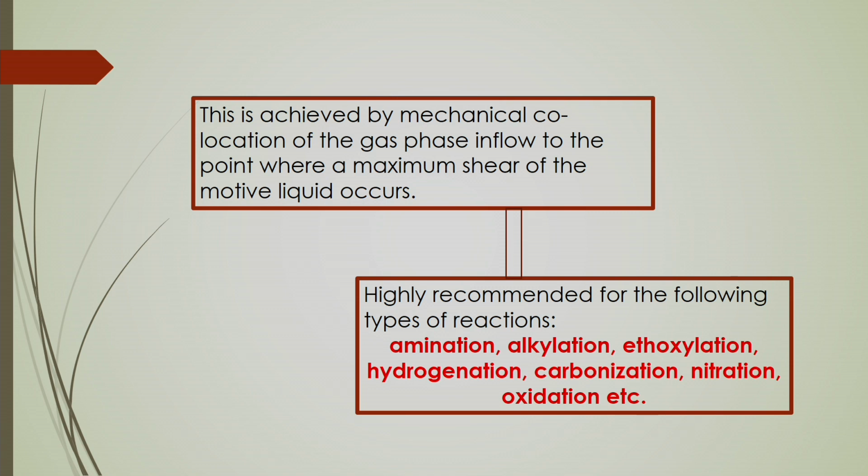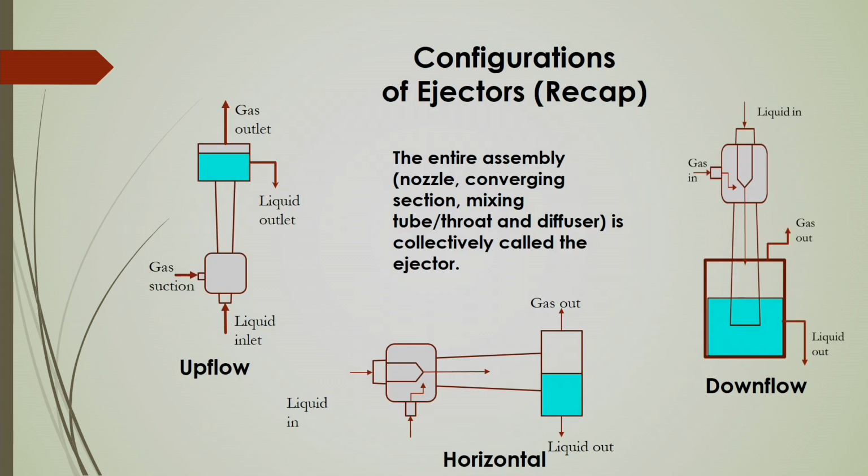to the point where a maximum shear of the motive liquid occurs, and in that case the high momentum forces are used, and recommended for the following types of reactions, like amination, alkylation, ethoxylation, hydrogenation, carbonization, nitration, oxidation, etc. There are several other applications in chemical engineering processes based on these ejector systems, where the interfacial area is generated just by dispersing the gas opposite to its buoyancy force in the case of the downflow system.